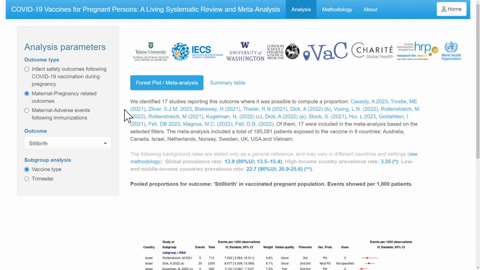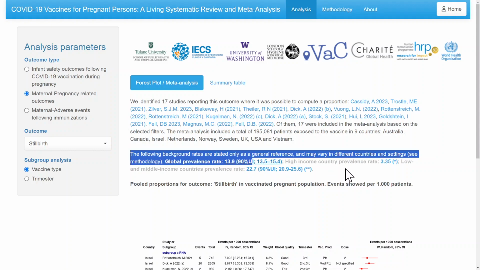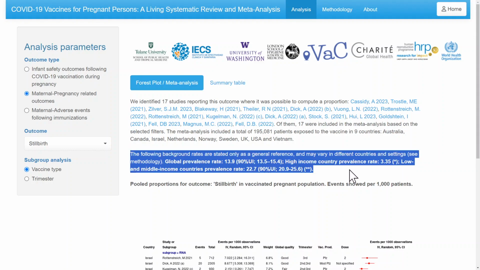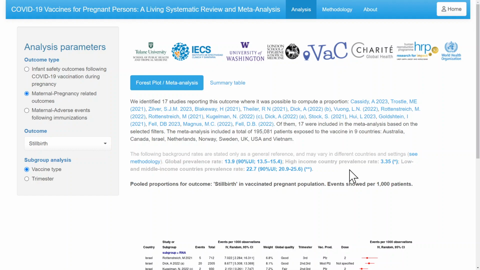We provide initial text describing the studies included in the analysis and a background or historic rate for each outcome. These can be used as a reference point against which to compare the rates reported after COVID-19 vaccination. In this example, we are looking at the percentage of pregnancies where stillbirths occurred. Results are categorized based on the type of vaccine used, and there is also an option to categorize results by the stage of pregnancy, trimester, when vaccination took place.